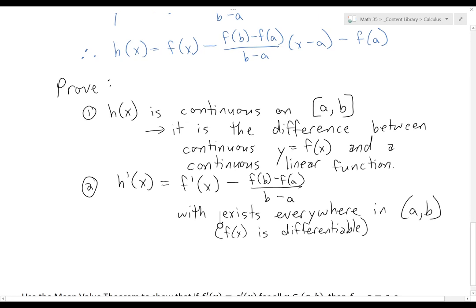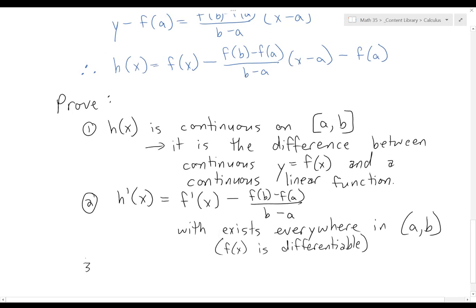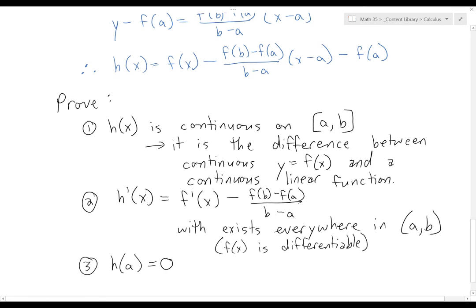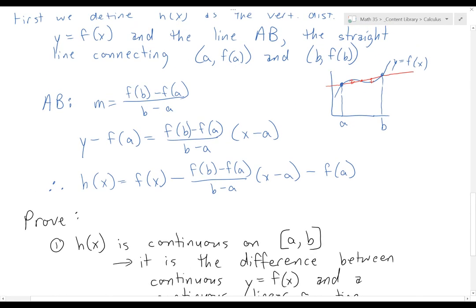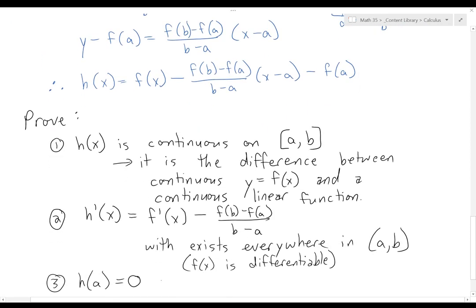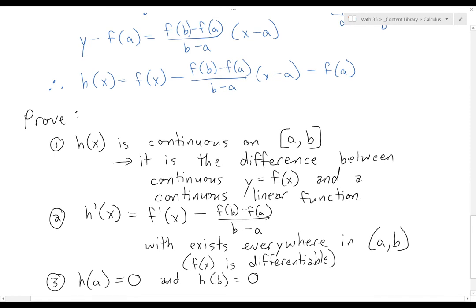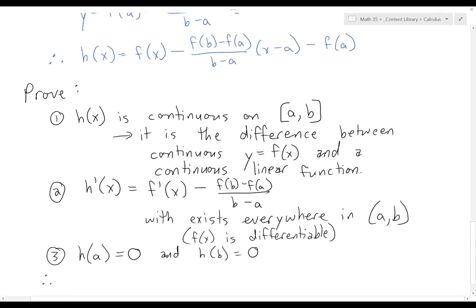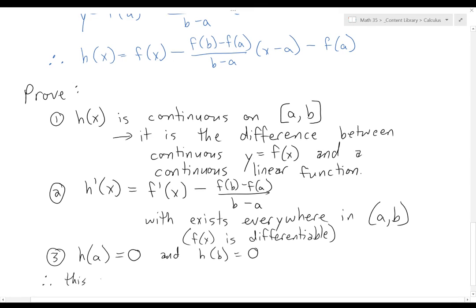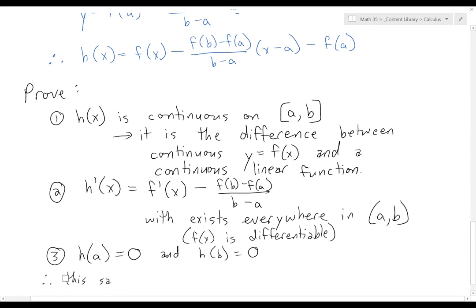And looking back to Rolle's theorem, if I consider the third criterion, h of a equals 0. h of a equals 0 because look at the drawing that I made. The line connects A to B. So at A, the vertical distance between the line and the function is 0. And at B, the same thing is true. So h of b equals 0. Therefore, h of x specifically satisfies Rolle's criteria.